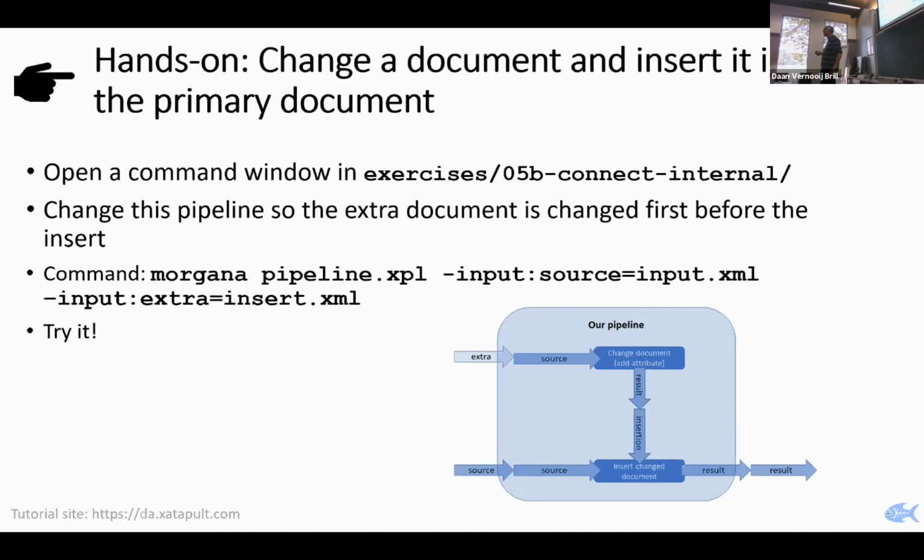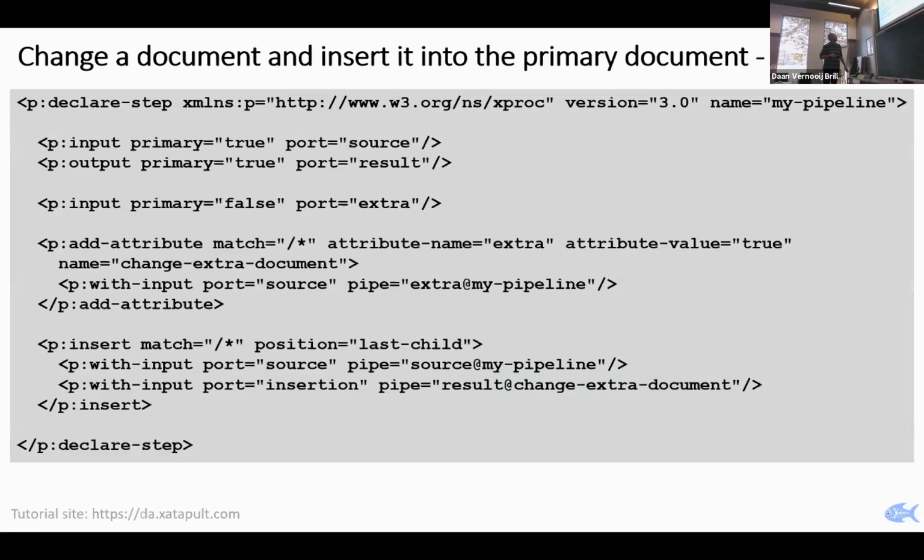So let's have a look at the solution then, how this should look. The first thing is, of course, that we have something coming in on the extra port that we want to change. But the extra port is not a primary port, so if you want to connect to that, we need an explicit connection. So we add a P add attribute. It adds some extra attribute, doesn't matter what. And we add it using a P with input, and we explicitly connect to the extra port of the outer pipeline. That's the first thing, that's where the arrow ends.